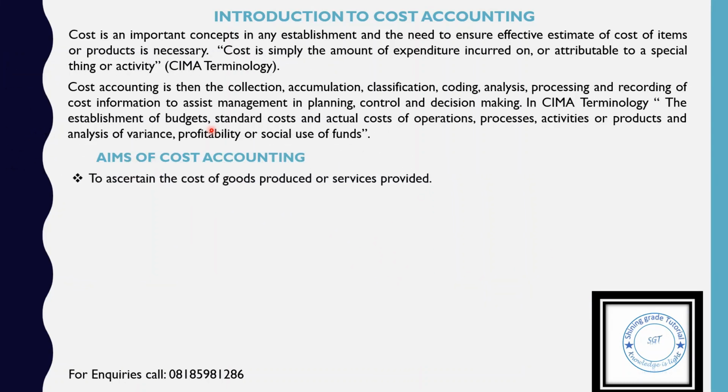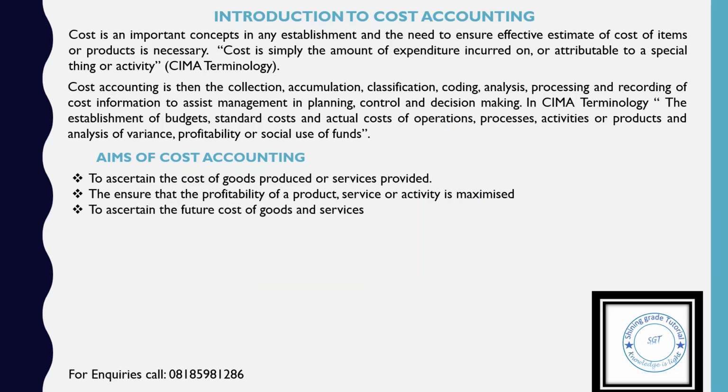First, we have to ascertain the cost of goods produced or service provided. That is the first thing. So it ensures that the cost of goods that are being produced is known and ascertained. We also have to ensure that the profitability of a product, an activity or a service is being maximized. That is a very good aim as well. And to ascertain the future cost of goods and services, that is one of the aims of cost accounting.